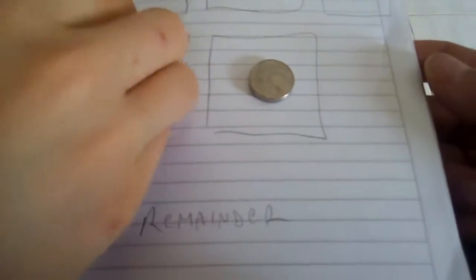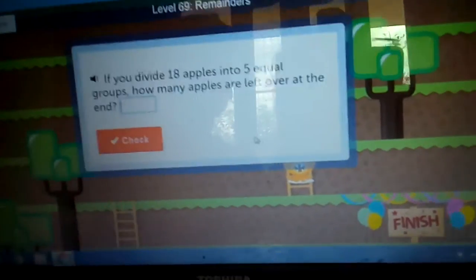All right. Okay. And so how many is left over, the remainder? 3. Okay, so where does that go? Goes down there, right? Okay, so look at the problem. How many apples are left over at the end? 3. There you go. Good job, buddy.